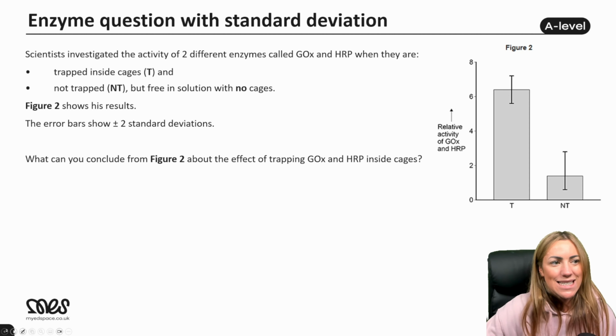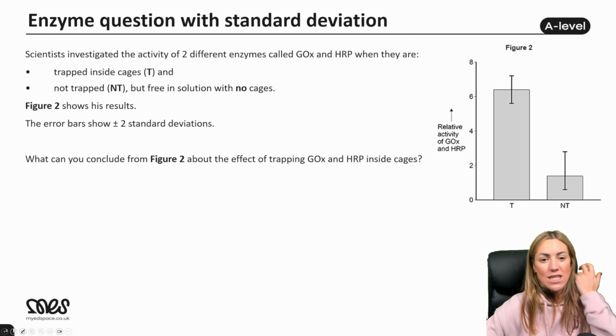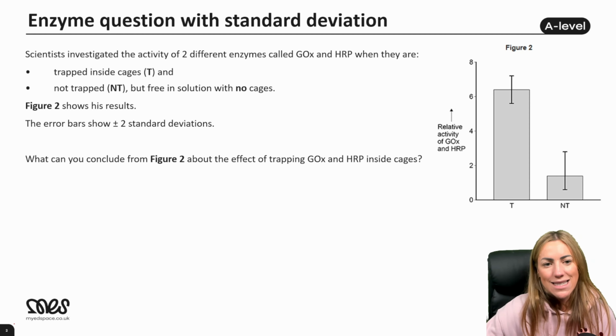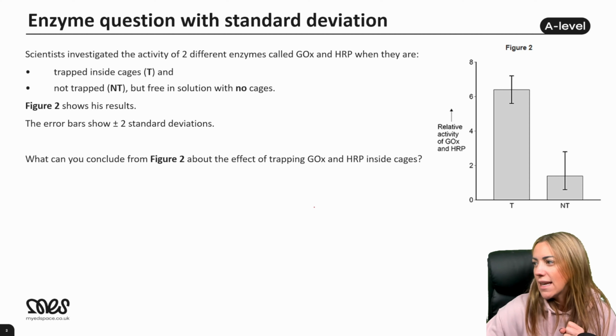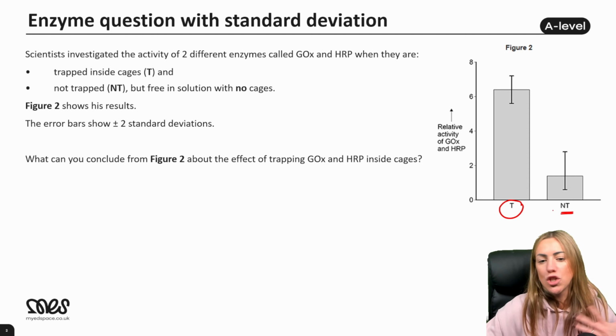So scientists investigated the activity of two different enzymes. We've got GOX and HRP. And they investigated the activity of these enzymes when they are trapped inside cages, which is the bar represented with the letter T on the bar chart, and not trapped, NT, but free in the solution with no cages. So this is actually what we call immobilized enzymes. So the enzymes have been immobilized or trapped inside cages in this example. And here they are not trapped. So they are just normal enzymes free in solution. They have not been immobilized.